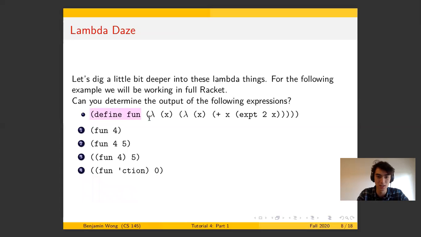So here I have a definition, define fun for function, not fun as an amusement, although it is also quite amusing. Fun, lambda x, and then the inner expression, lambda x plus x and 2 to the power of x. So we're going to sum x and 2 to the power of x. What happens if we call fun 4? What about fun 4, 5? Fun 4 of 5, and then fun of x of 0. Make a little list in your notes and write down what you expect the output to be.